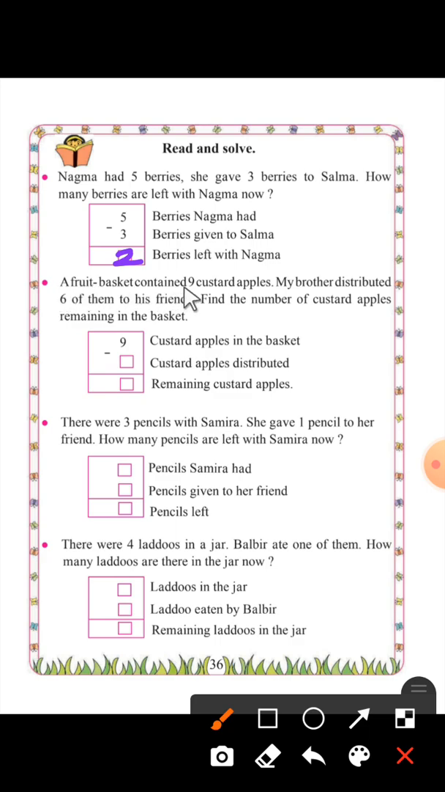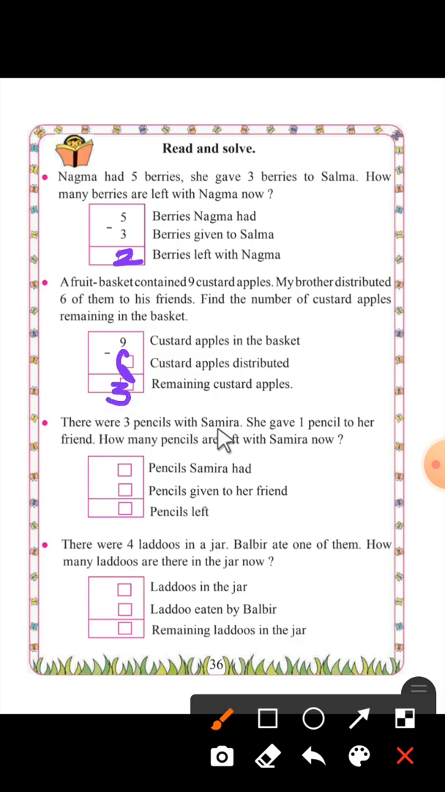A fruit basket contained 9 custard apples. My brother distributed 6 of them to his friends. Find the number of custard apples remaining in the basket. Total we are having 9 custard apples. From that 6 apples distributed to the friends. So 9 minus 6 is equal to 3.